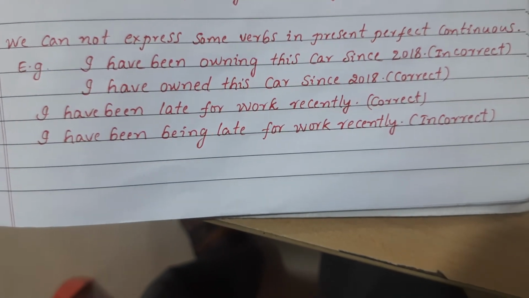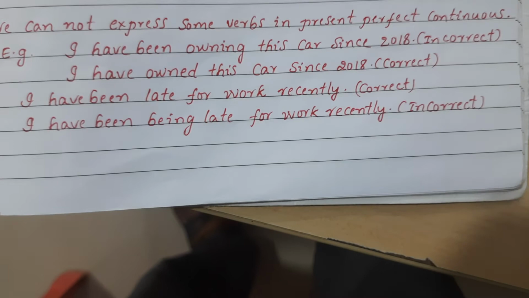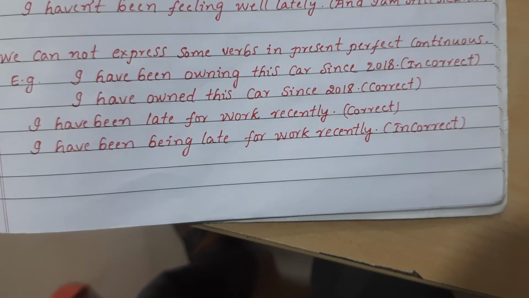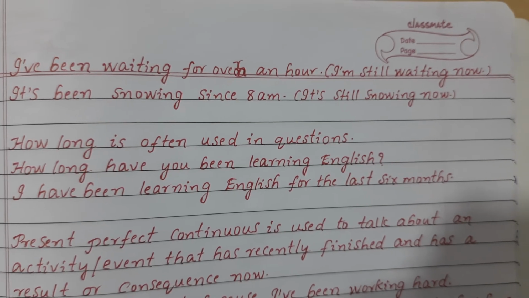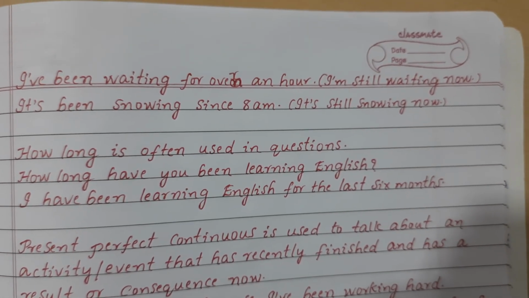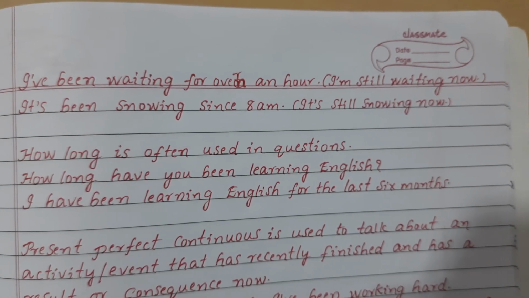I have been late for work recently. This is correct. We should not say I have been being late for work recently. I have been waiting for over an hour. I've been waiting for over an hour. That means I'm still waiting.